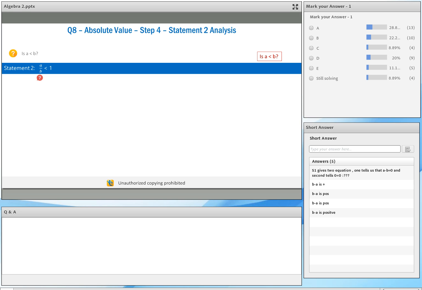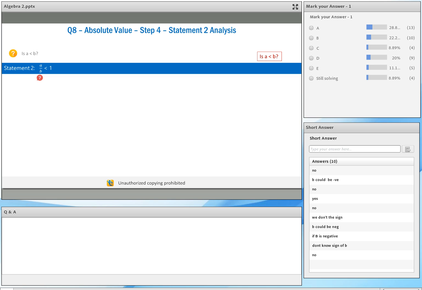A divided by B is less than 1. Now how would you process this information? Will you simply say that A divided by B is less than 1, which means A is less than B? Yes or no? Why can't we do that? Absolutely not, because B could be negative. If B is negative, then we'll have to switch the sign of the inequality. So really there are two cases here. Case 1 is B is greater than 0. Case 2 is B is less than 0.